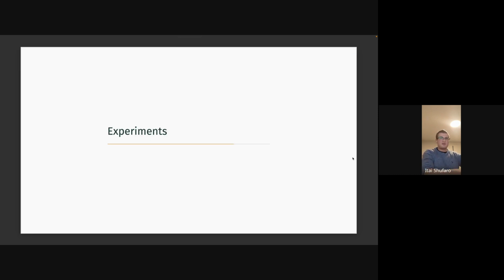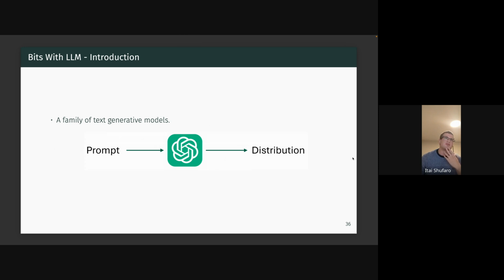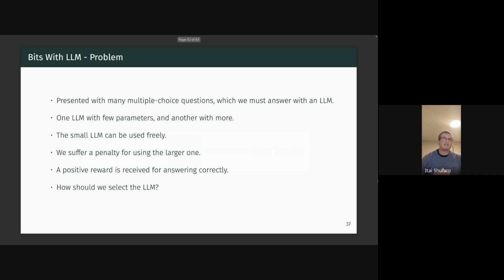Okay, so now I will briefly discuss the experimental setting. In our experiment setting, we have one main experiment, which is the bits with the large language models. As I'm sure all of you know, large language models are a family of text generative models where we input some prompt to the language model and we receive some distribution over all possible next tokens. Now, in our problem, we are interested in the following. Let's say that we have many multiple choice questions, which we must answer using one of two available LLMs. One model has few parameters, and another one has significantly more parameters.